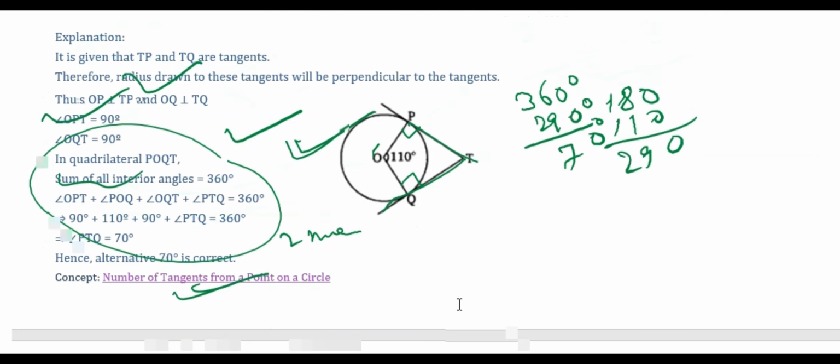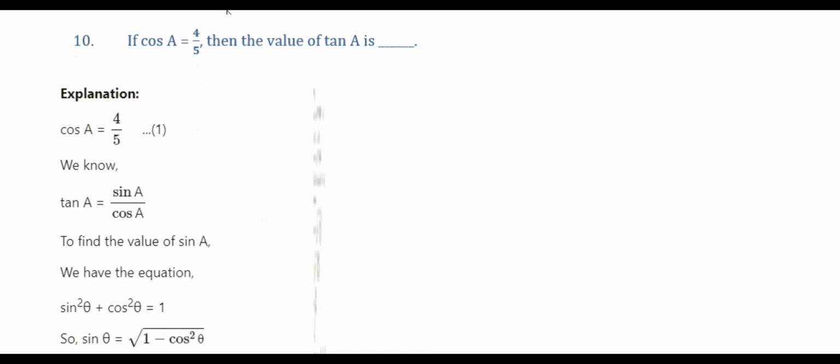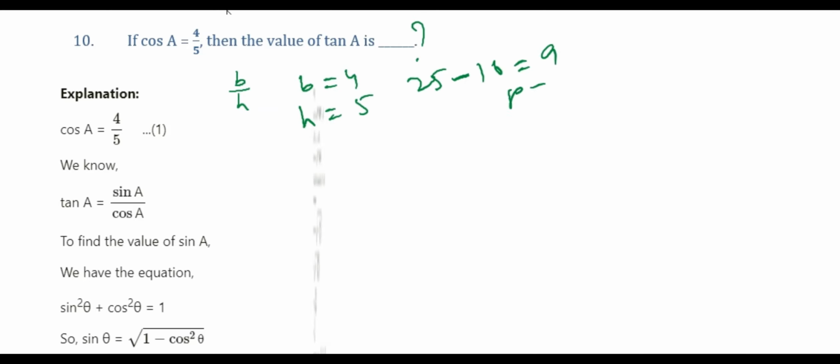Next question on your screen, number 10. You are very familiar with it. Cos A equals 4 by 5, then what is the value of tan A? You know cos A equals b by h, so we have b equal to 4, h equal to 5. Then p squared is 25 minus 16 equals 9, so p equals 3. So what can we write for tan A? Can we write 3 by 5? Am I right or wrong?